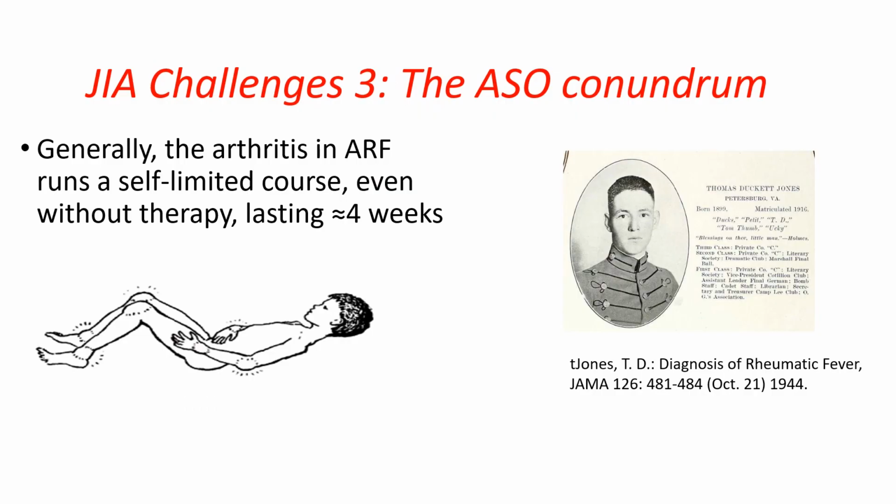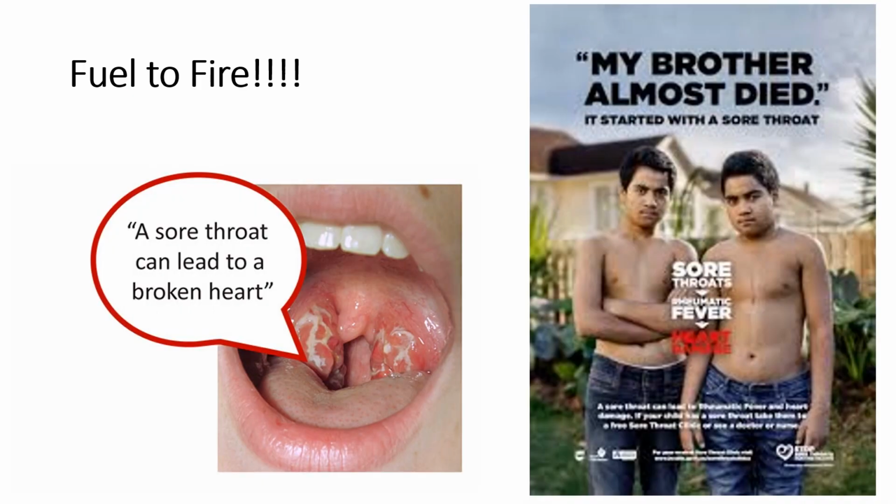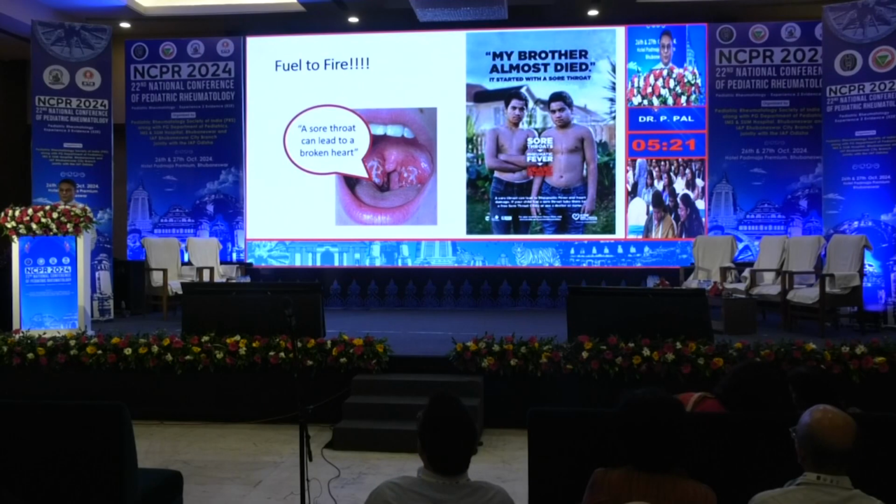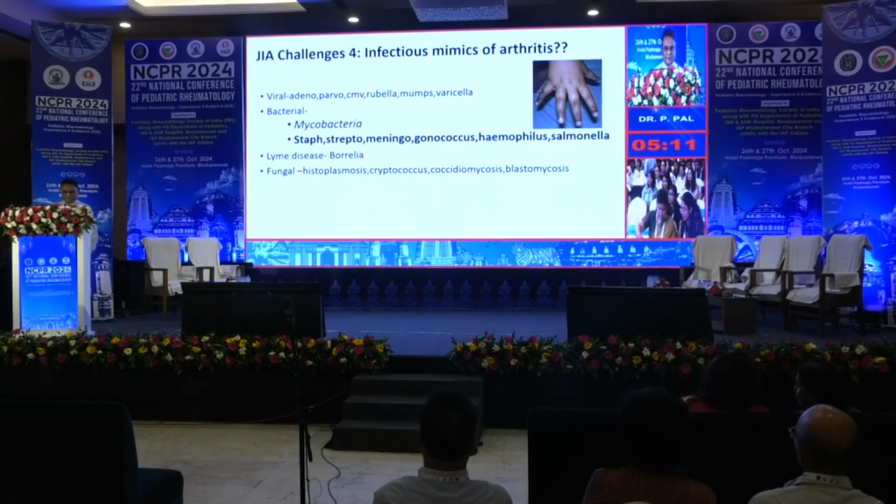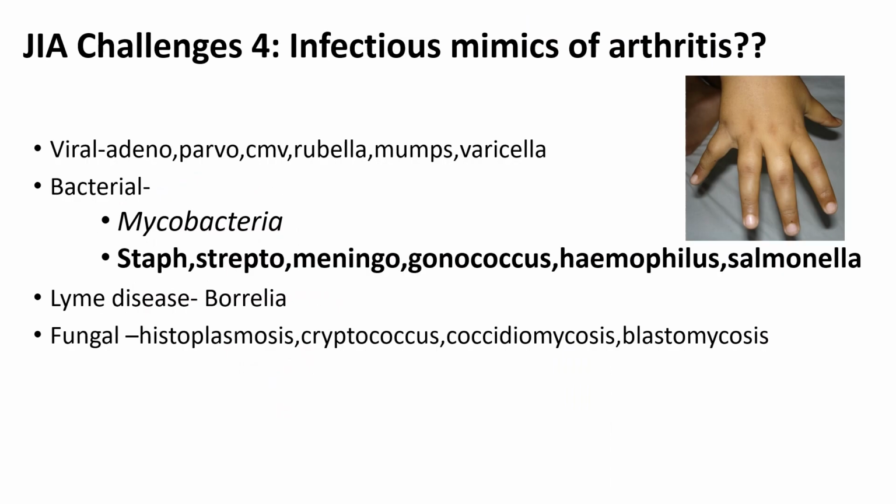Challenge 3, the ASO conundrum. So we have a fixity almost with the ASO, even after 80 years have gone by since the Jones criteria were established. And this adds fuel to the fire that a sore throat can lead to a broken heart. So look beyond the ASO, because rheumatic fever is very, very rarely seen nowadays. The challenge 4, the infectious mimics of arthritis.